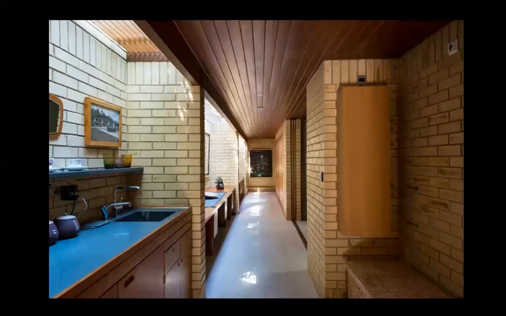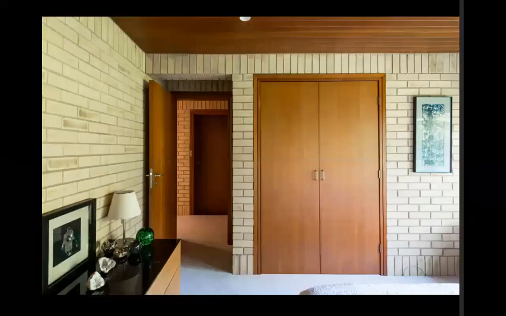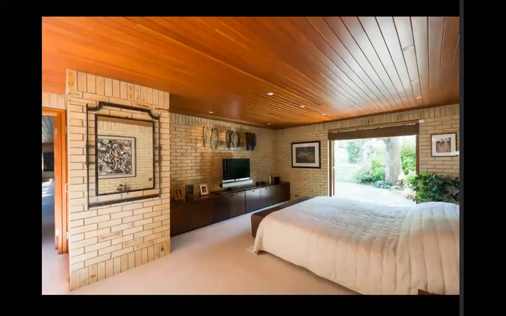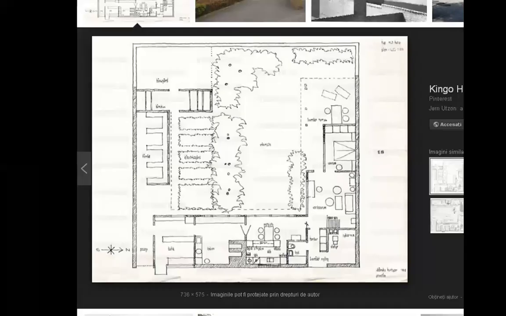Now, this building I show in a certain detail because I found this material, which a real estate company publicized, and that's why I have so many pictures with this particular house building by Jørn Utzon. Now we arrive at a very interesting and valid housing complex. This is a one unit.